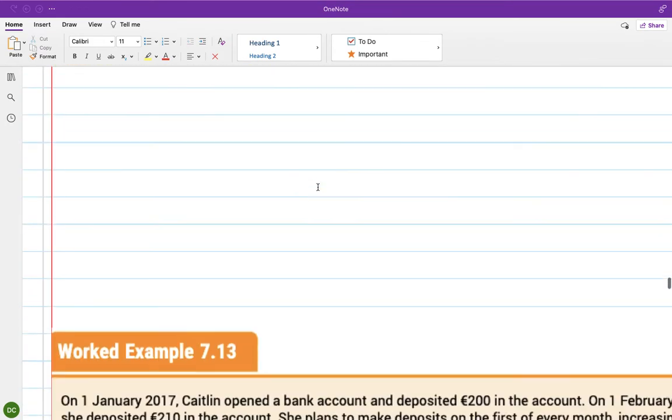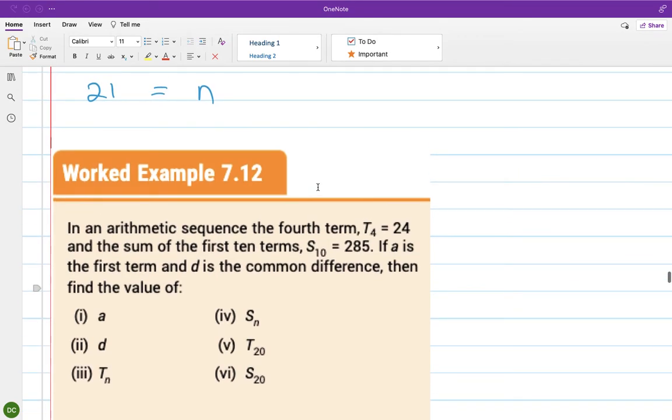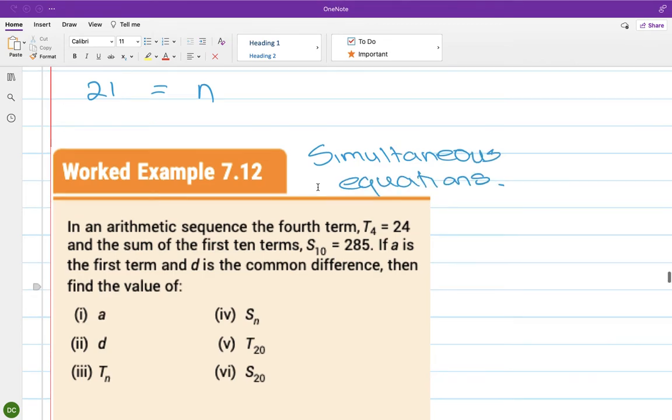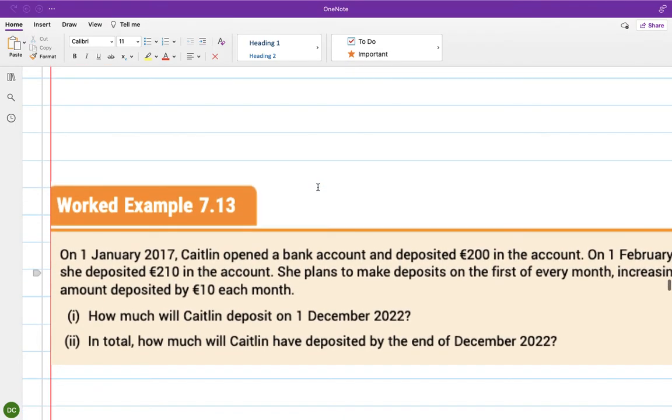Okay, so I had written on this one, I had to delete it. I had written on this one simultaneous equations. I would prefer to leave simultaneous equations until we've actually revised simultaneous equations, which we haven't done. So I'll come back to this one whenever we've revised simultaneous equations.